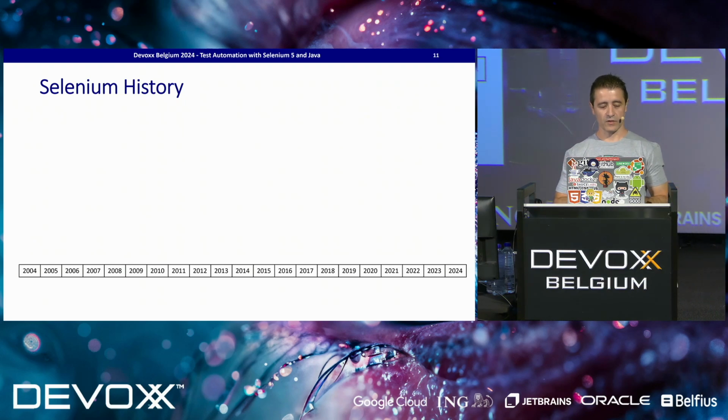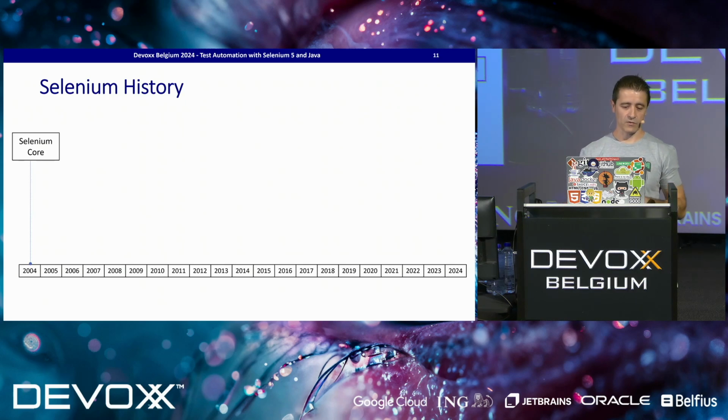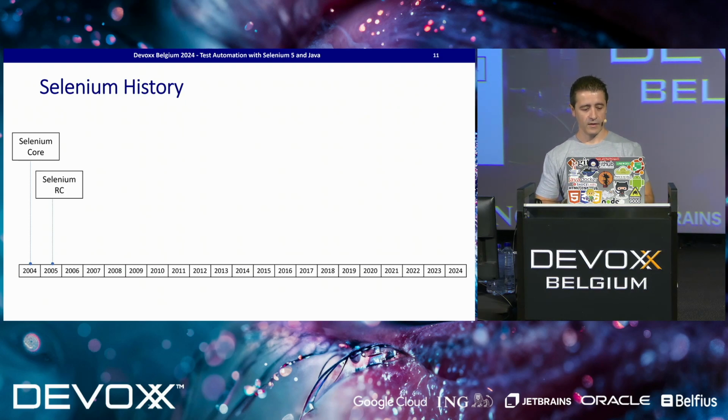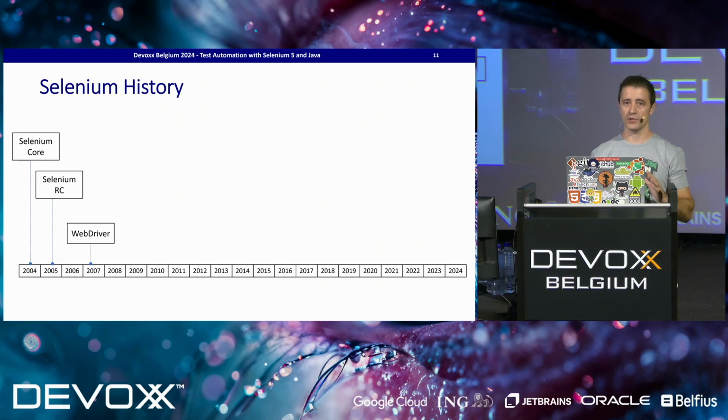And this story began in 2004 when Jason Huggins created something called Selenium Core, which was a JavaScript library back then, which allows to impersonate user action in browsers. A year later, he created Selenium Remote Control, and with that, we started to create scripts, for example, in Java, to automate browsers. And in parallel, Simon Stewart created a different project called WebDriver. WebDriver was also a browser automation tool, but with a very different approach. WebDriver used the native capabilities of a browser for automation, not JavaScript.